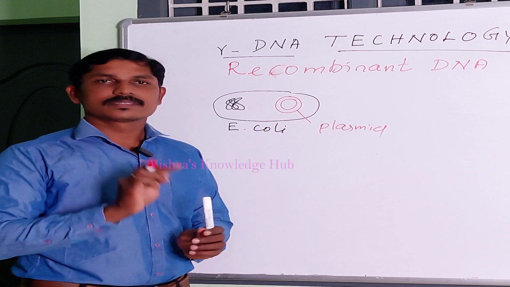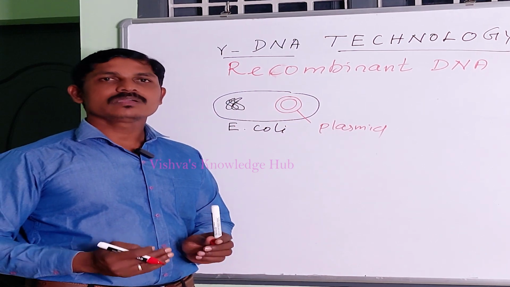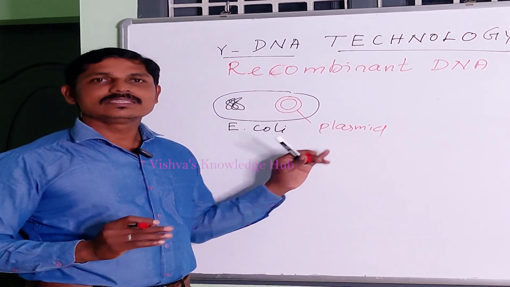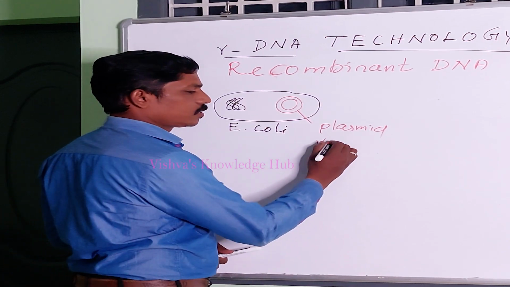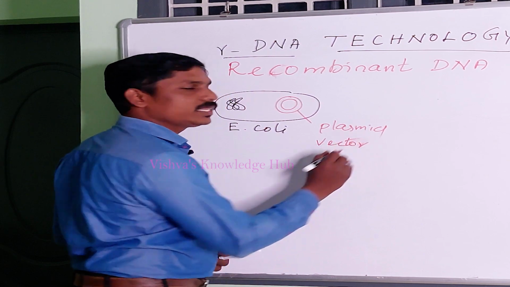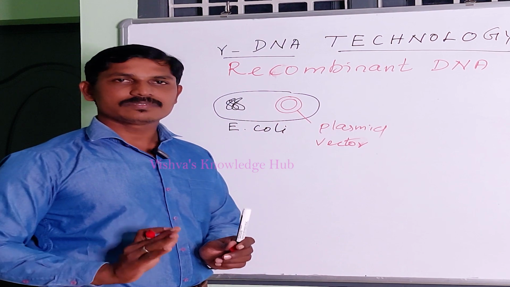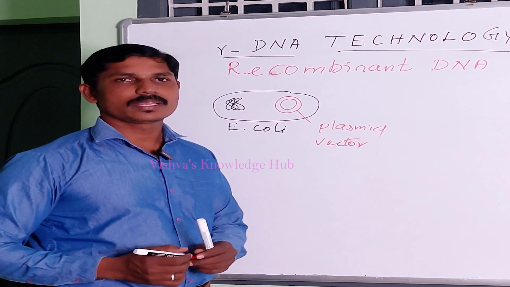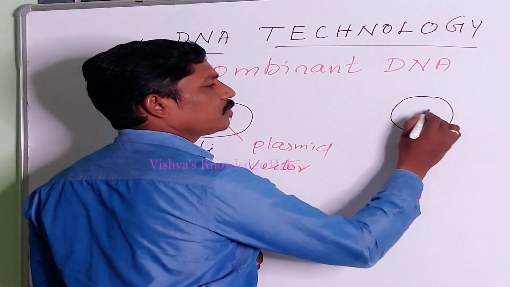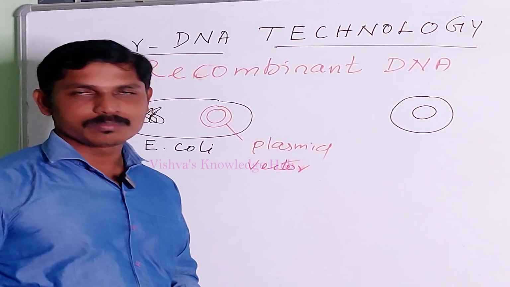What is plasmid? Plasmid is a circular, double-stranded, self-replicating DNA of its own. Here plasmid is used as a vector. What is a vector? A vector is nothing but a carrier of genetic information from one organism to another organism. One more organism we select from, which may be a human cell, plant cell or even animal cell.